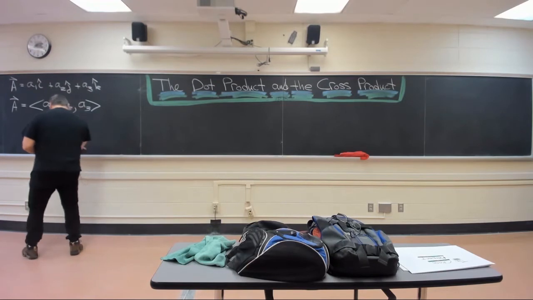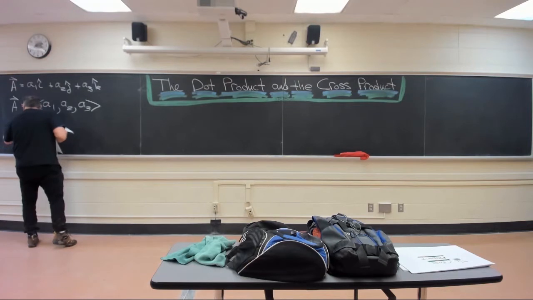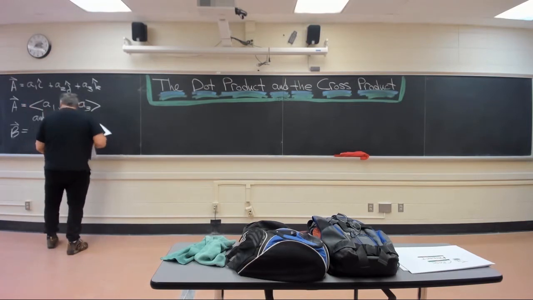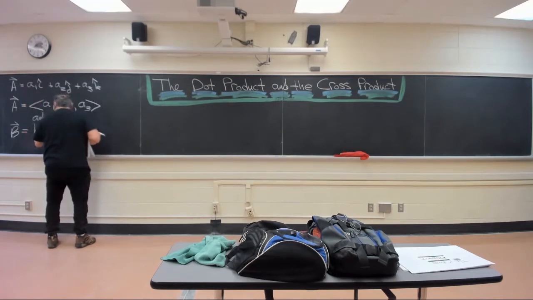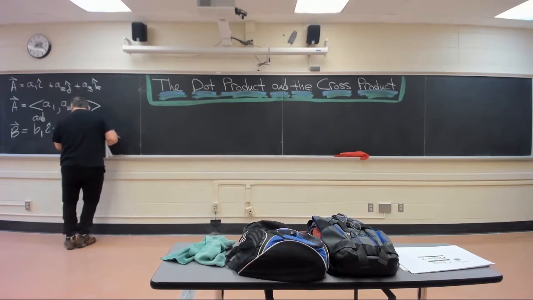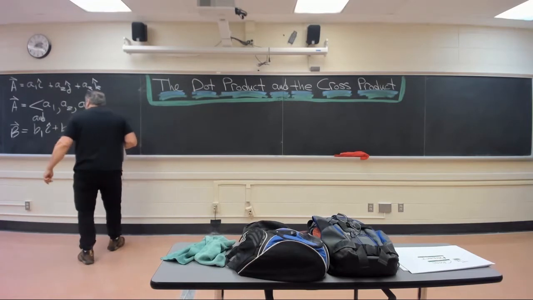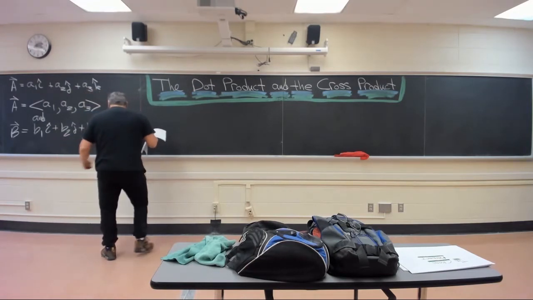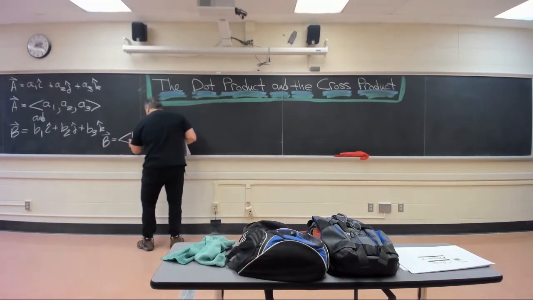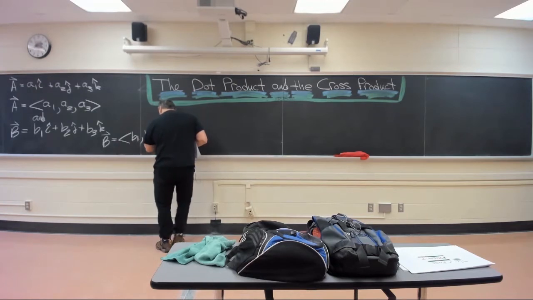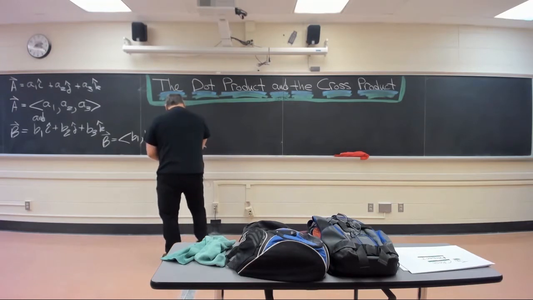And for the B vector, we have B1, B2, B3, with lowercase a associated with A and lowercase b associated with B. Following the logic that we're presenting, we can write it like that.